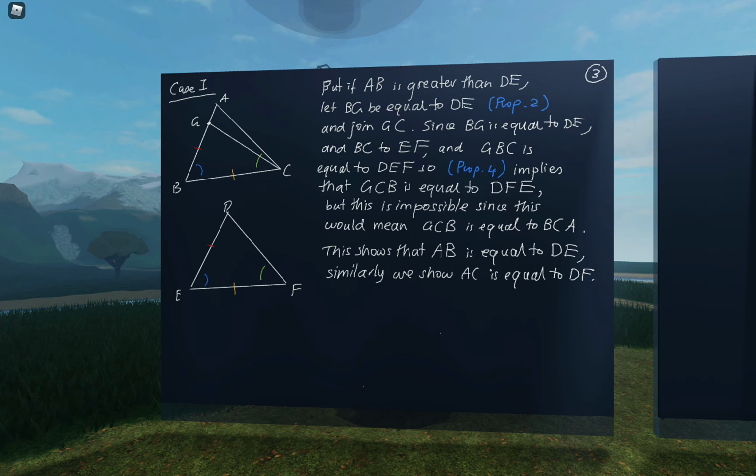we're done, right? So we've shown AB is equal to DE, AC is equal to DF, and we have these triangles. I don't think there's anything left to show, right? So by proposition 4, the angles are all equal. So that concludes case 1. All right, hand it over to you, Kenneth.